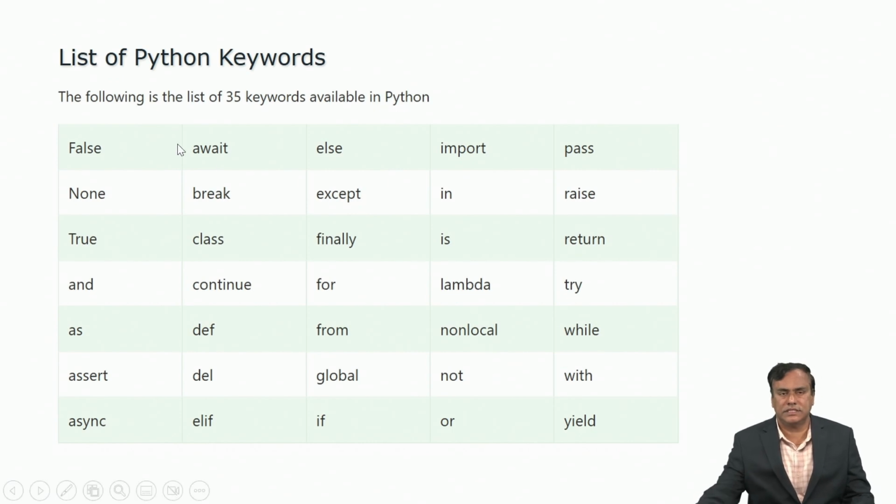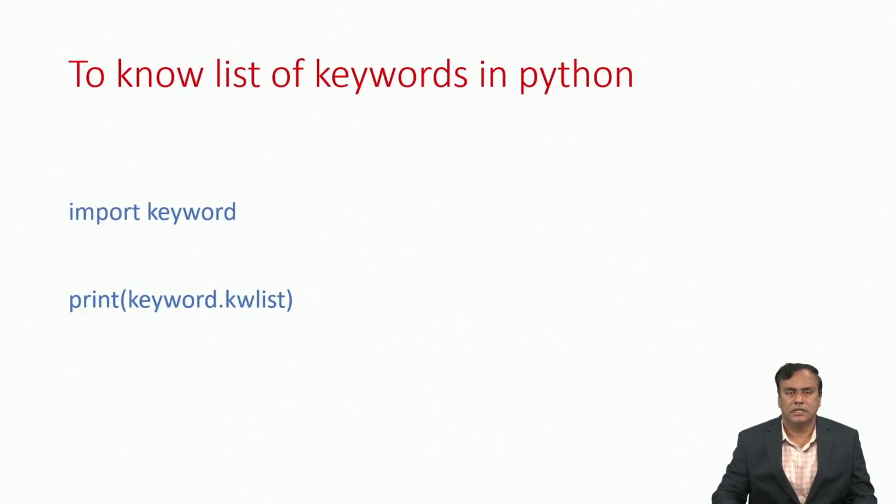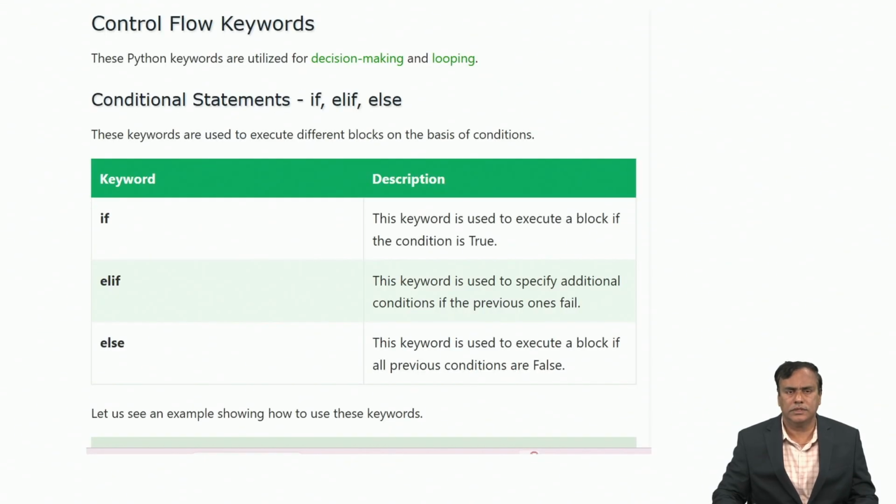So this is the list of these 35 keywords. There are 5 columns and there are 7 rows, 7 into 5, so there are 35 keywords. Just now I have shown you what the different keywords in Python are and how to display them. And now we are going to discuss the keywords if, elif, and else.